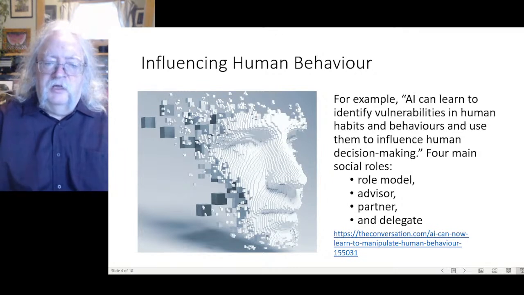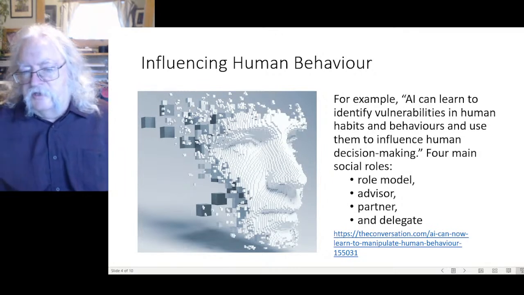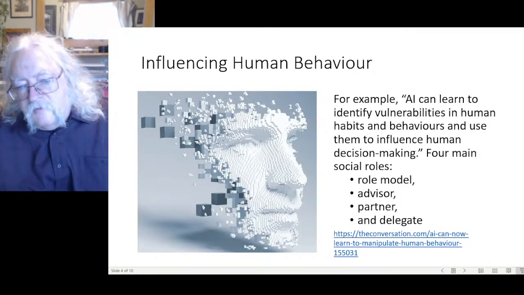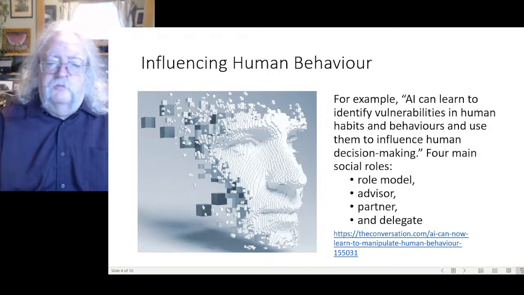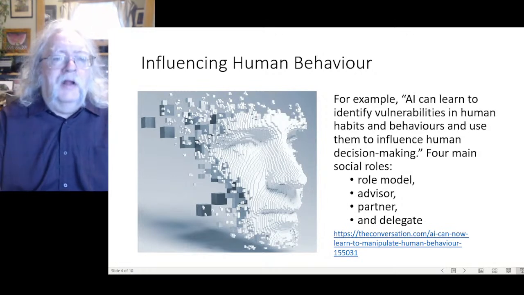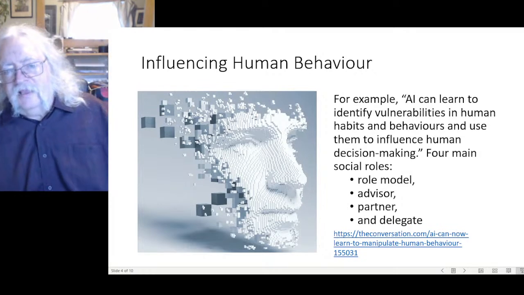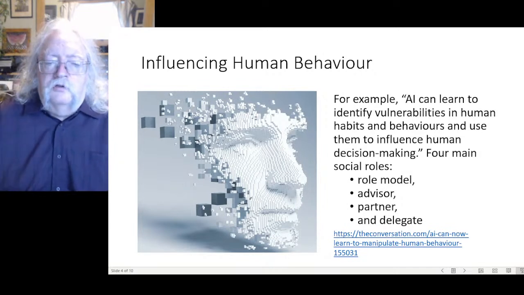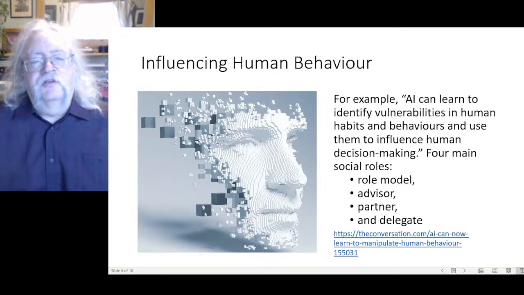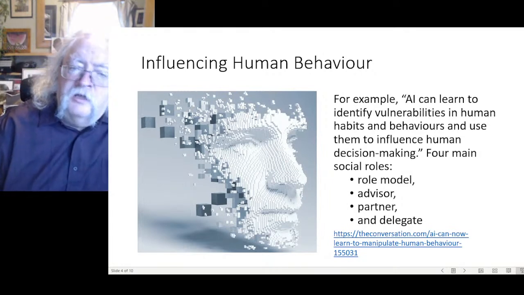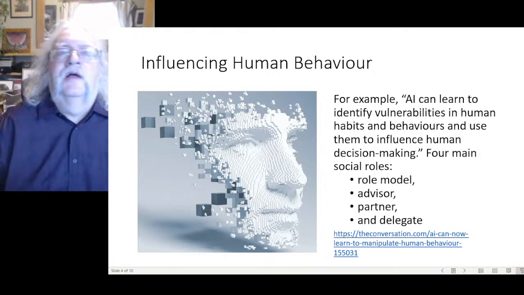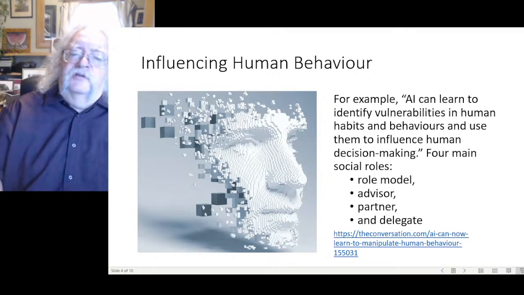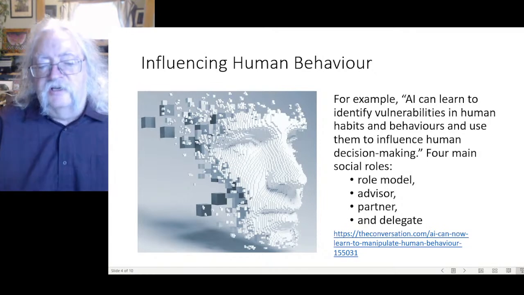The roles might be a role model or an advisor, as in the robot teachers that we talked about earlier, a partner, or an artificial mentor, or as a delegate or agent for the person. And we can see how acting in any of these four roles would influence the behavior of the person. Minimally, the person would have to respond to what the AI is doing on its behalf, or in an effort to help it, advise it, or teach it in some way.